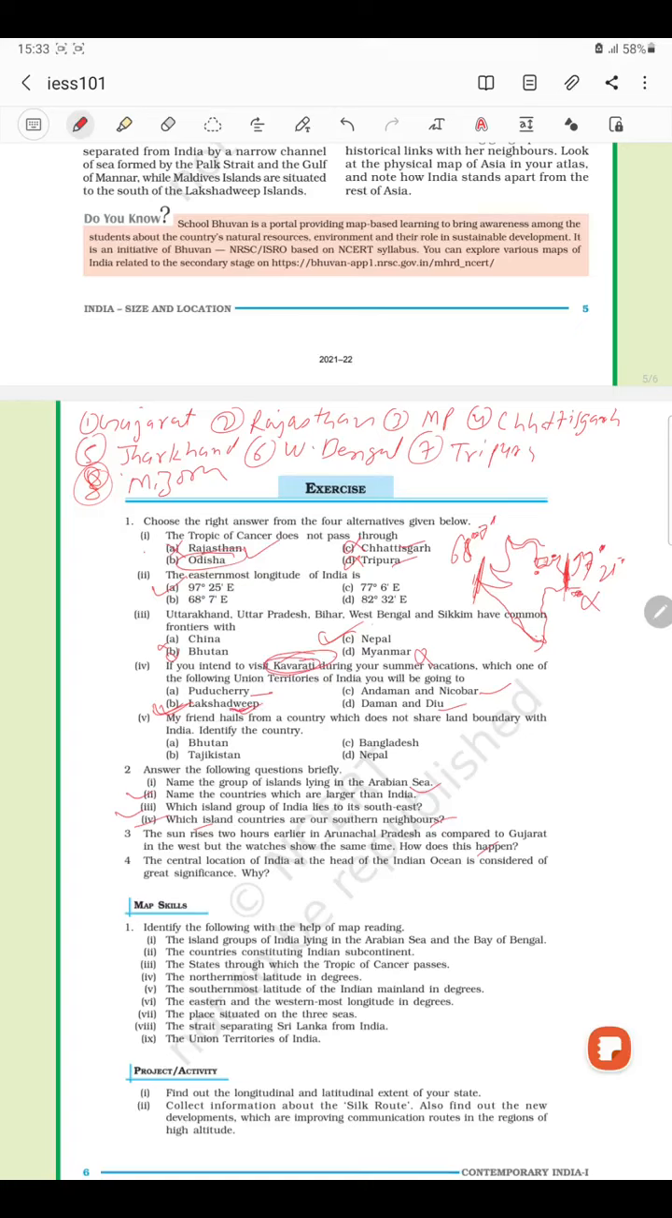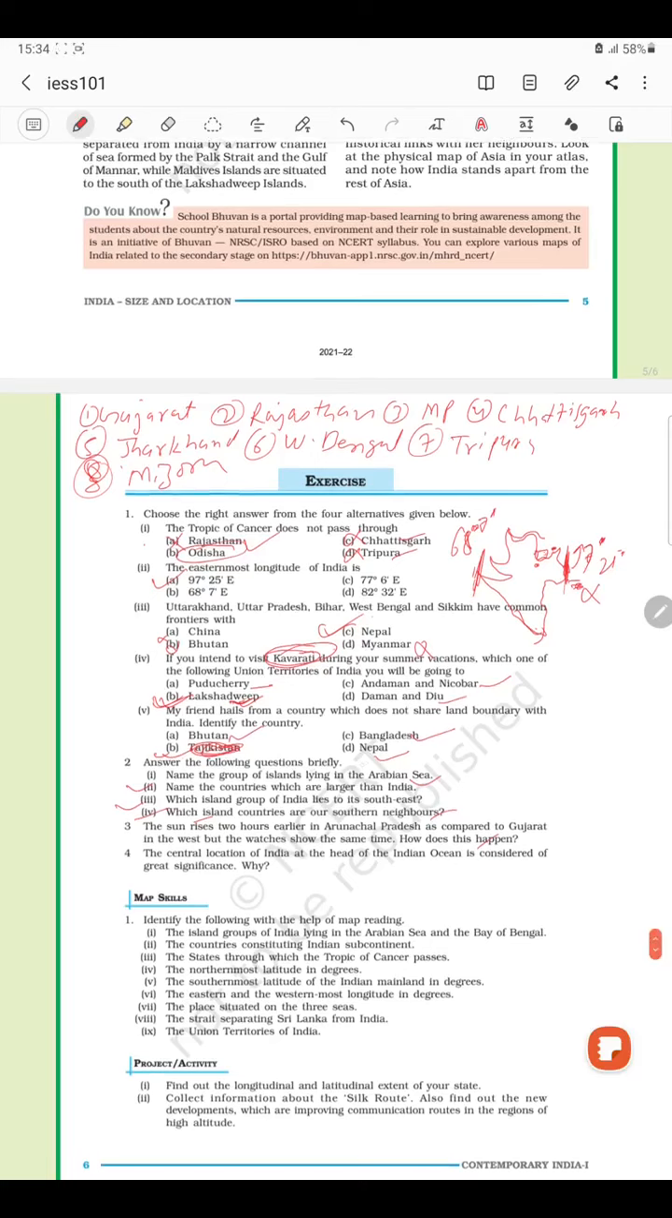My friend hails from a country which does not share a land boundary with India. Identify the country. Which country does not share a land boundary? Bhutan is sharing, Bangladesh is sharing, Nepal is sharing, but Tajikistan is not sharing. So the exact answer will be Tajikistan. Tajikistan does not share a boundary with our country. Clear?